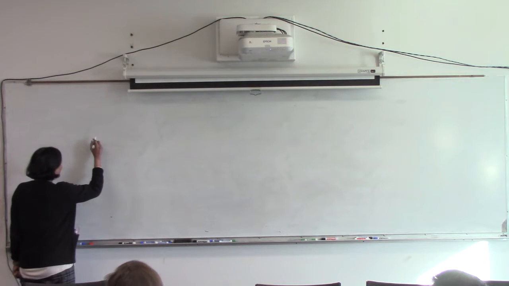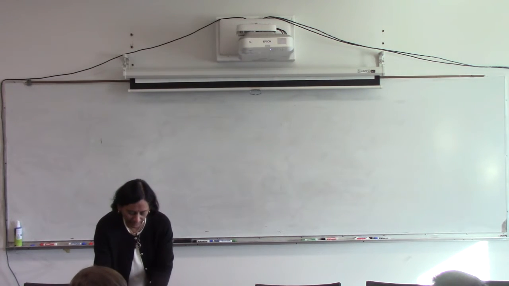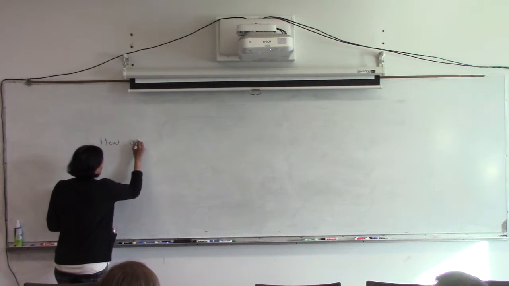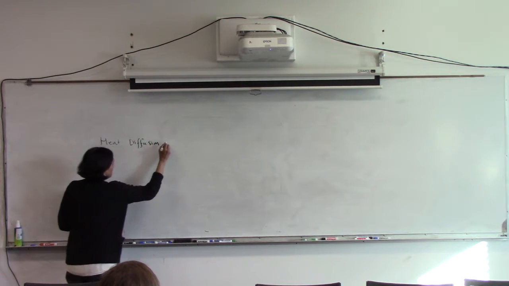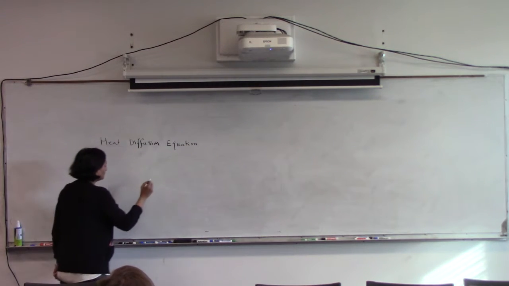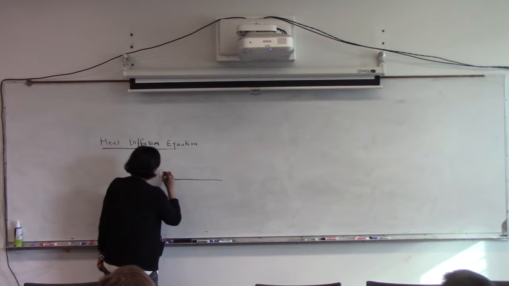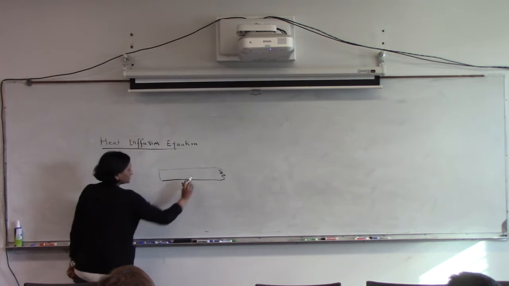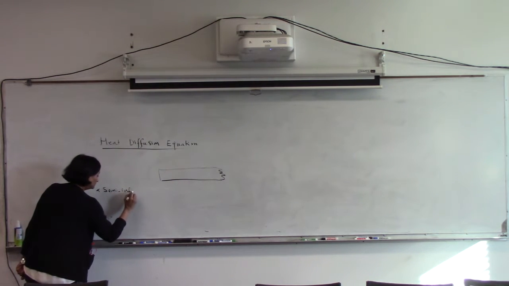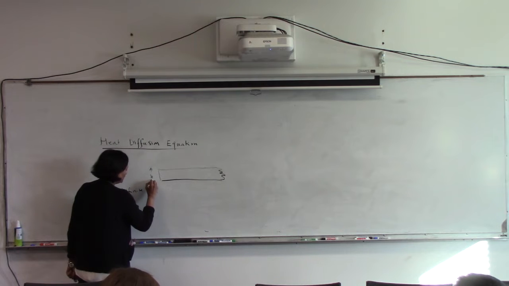So what I want to do today is get started with this. Heat diffusion equation, which we have come across. What we want to do is we have a thin plate, semi-infinite plate. Okay. So this is semi-infinite. So the width of it is B here.